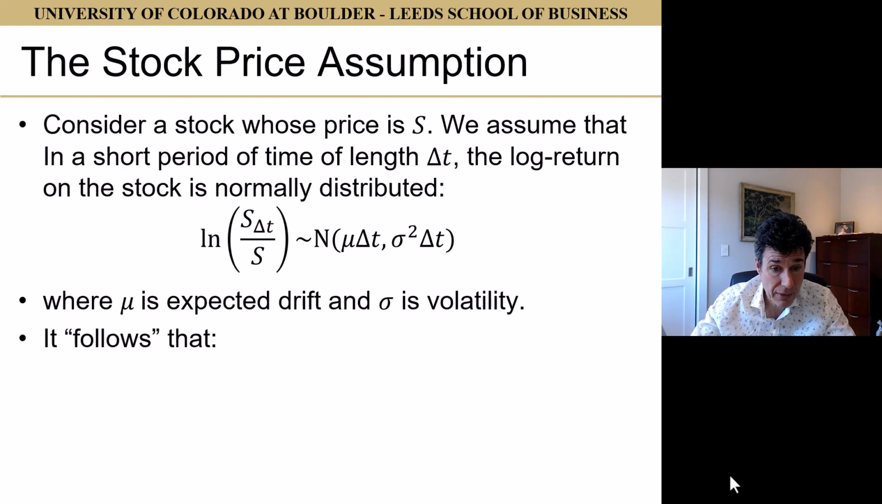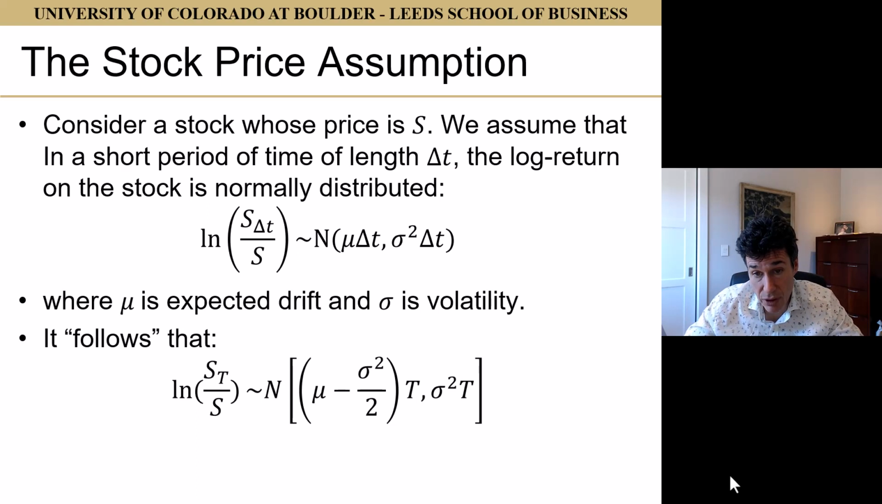Now what this implies is that over a longer period of time, so lots of little steps, the natural log of the stock price at time t divided by S is normally distributed. Now there's this adjustment to the mean. So the mean is mu minus sigma squared over 2 times t, and the variance is sigma squared t. So what you see in this is that the drift assumption gives you a slightly different mean return because of the volatility.